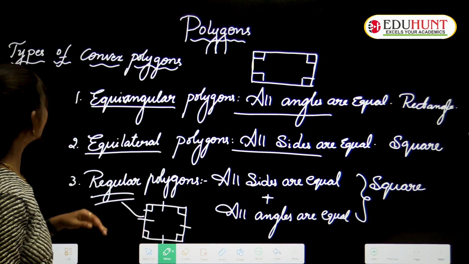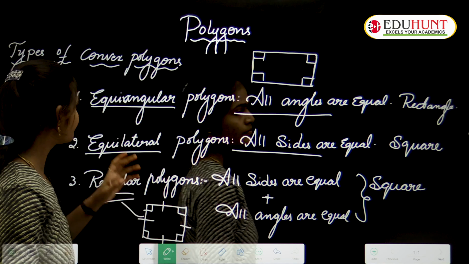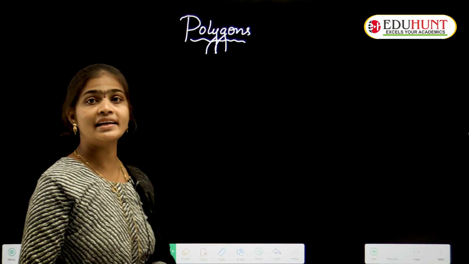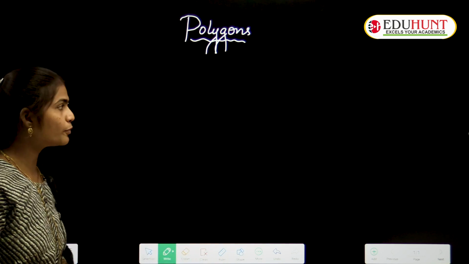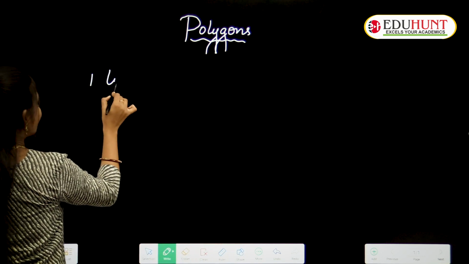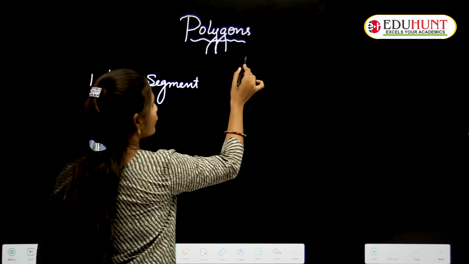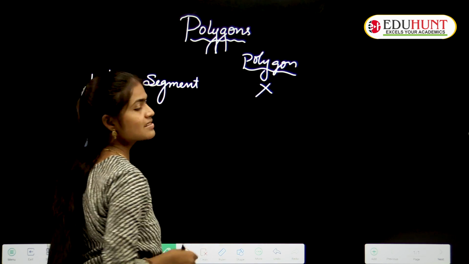These are all types of convex polygons. After that, by taking one line segment, is it possible to form a polygon? No, it is not possible. By taking one line segment, is it possible to form a polygon? Here this is not possible.